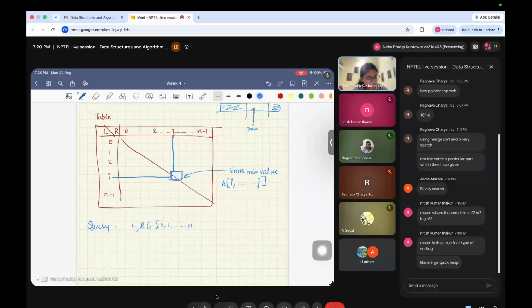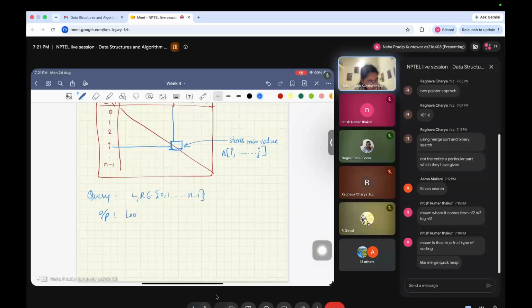Then how would you output now? You want to tell the minimum between these two values. Oh, so I will refer to this table and then come to that point, and this will give me the minimum number of comparisons. Exactly. So what you would do is just look at the table.